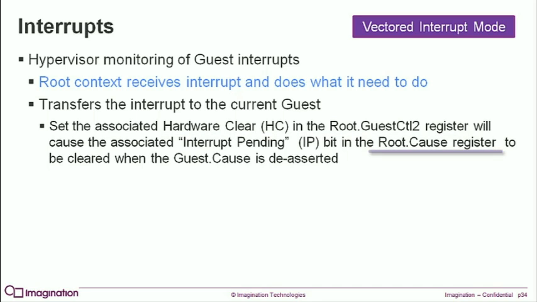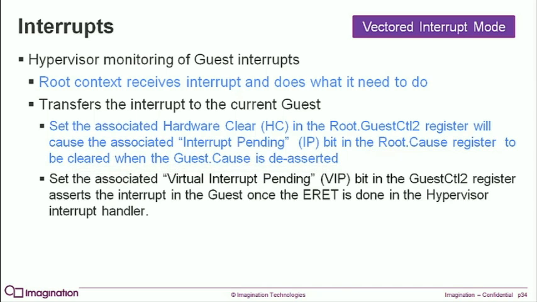This is necessary so the associated bit in the root cause register will be cleared when the associated guest cause bit is cleared by the guest OS when it deasserts the interrupt. Next, the hypervisor will set the associated bit in the virtual interrupt pending field of the root guest control 2 register. Once the guest execution is enabled, the guest OS will receive the interrupt as long as the guest IM field is set to enable that particular interrupt.